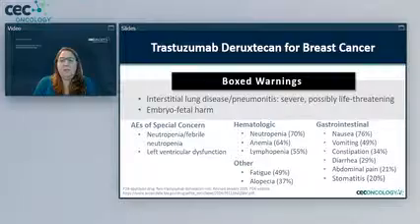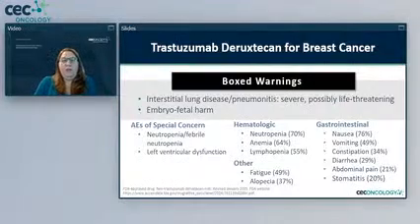Again, there was some interstitial lung disease with these patients as well. 45 patients in the trastuzumab DXd arm did have that interstitial lung disease. So again, it looks like that DXd payload is what is causing that interstitial lung disease. So there are boxed warnings for trastuzumab DXd, and that is interstitial lung disease and pneumonitis that can be severe or possibly life-threatening, and embryo-fetal harm.